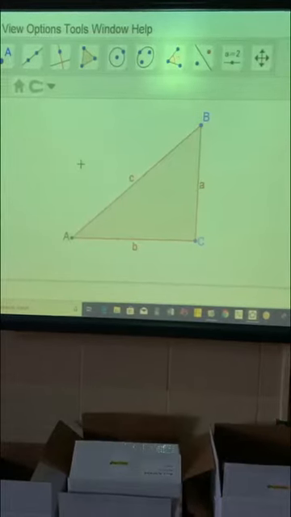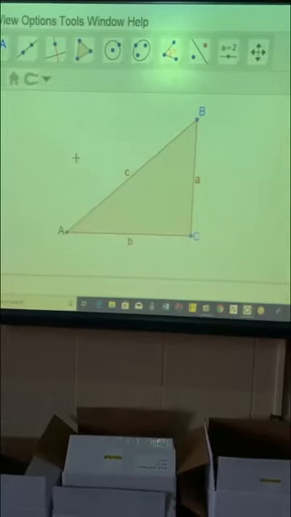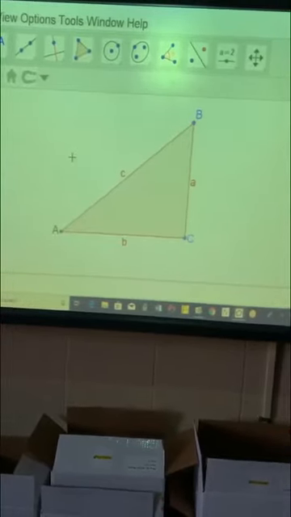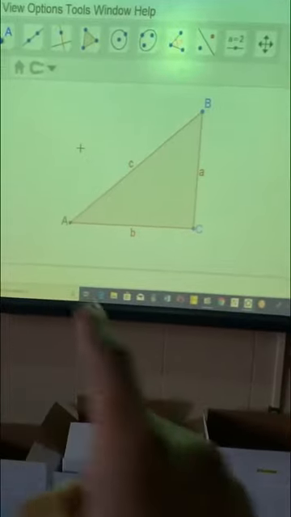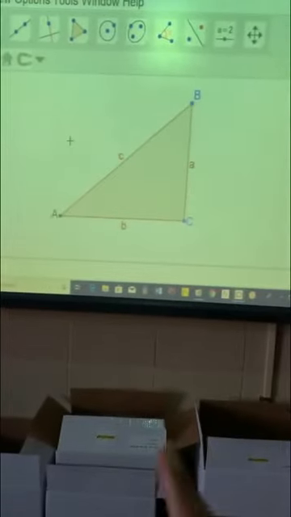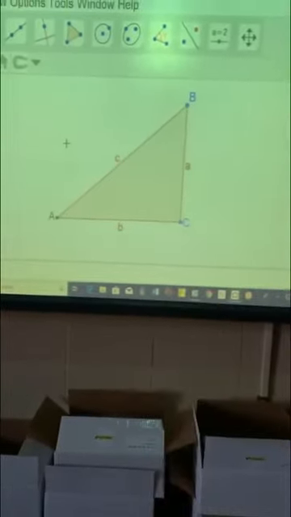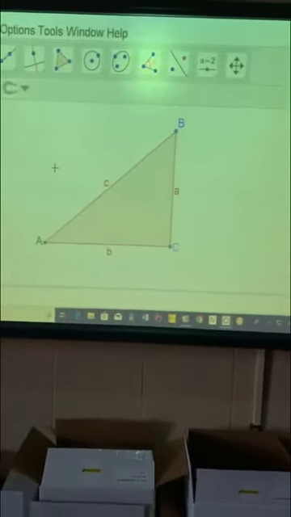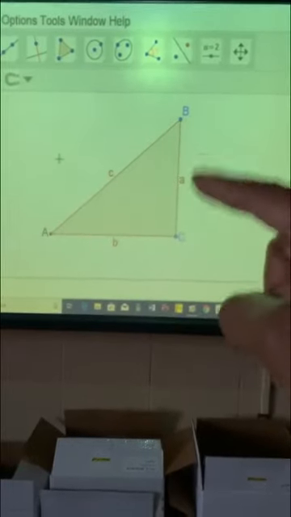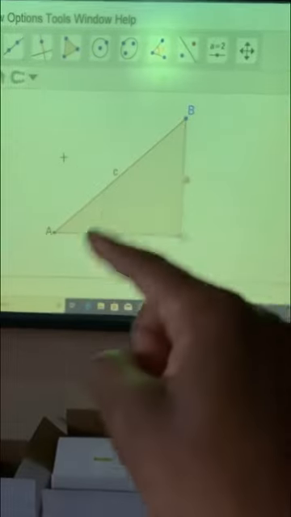All right, so what I have here on the board is a right triangle, triangle ABC. So there's angle A, angle B, and angle C. And then I have the sides labeled. That's side A, that's side B, and that's side C.